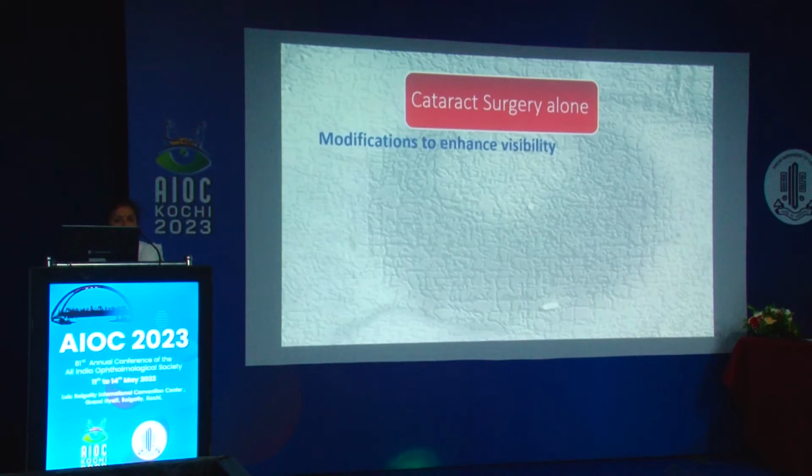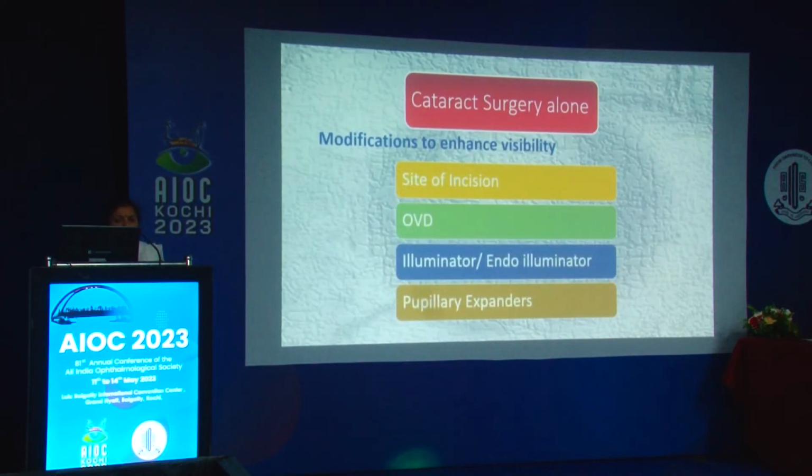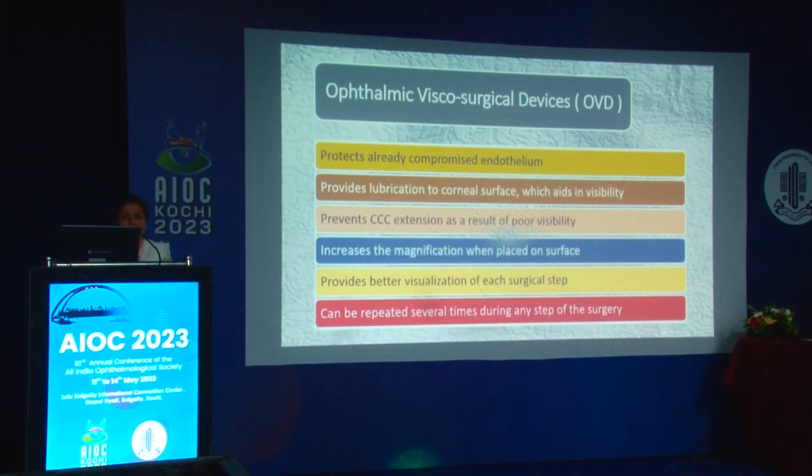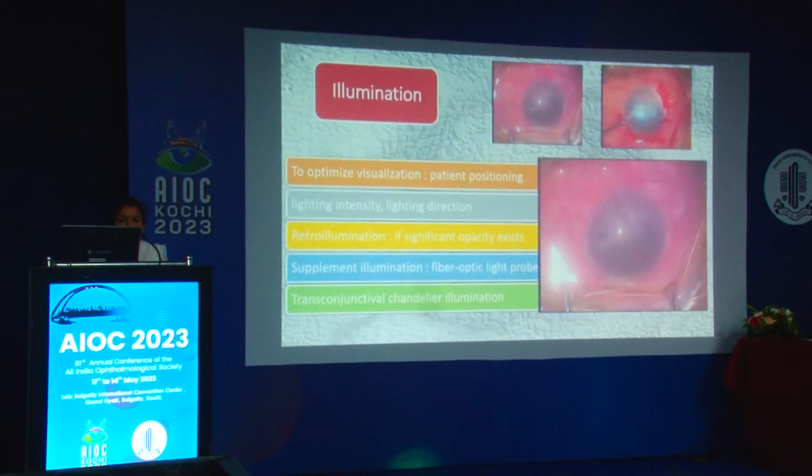When we do cataract surgery alone, certain modifications are required. We will talk about them one by one. Site of incision should be one which provides the maximum clear working field. It means if the opacity is in the inferior part, you can make the incision at the 12 o'clock position so that you get a clear area. You should take the maximum use of OVDs, as they not only provide lubrication when placed over the corneal surface, but they also increase the magnification and provide better visualization, and you can use them repeatedly several times during the surgery.